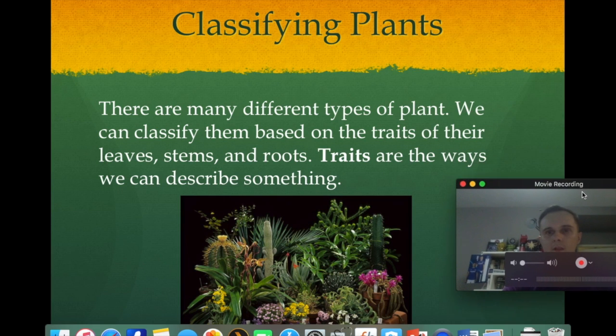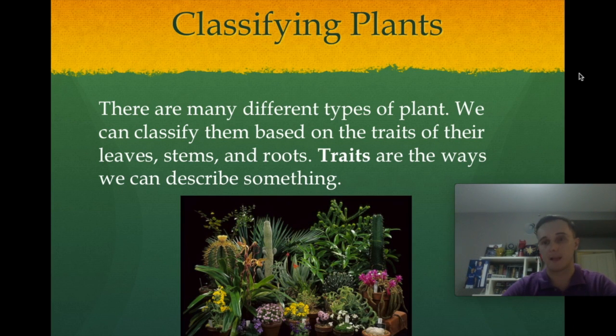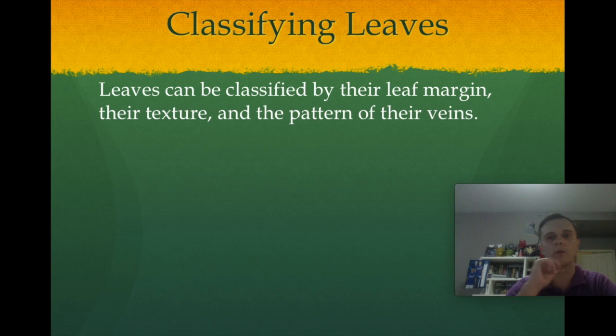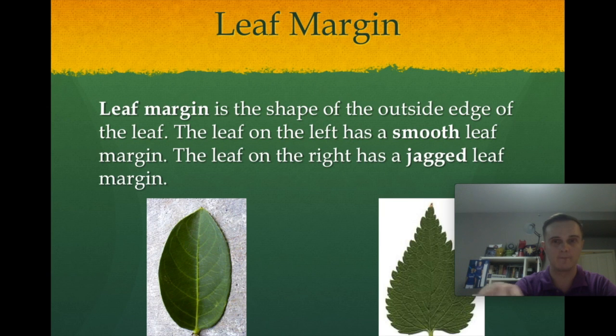So, there are many different types of plants, and we can classify them based on the traits of their leaves, stems, and roots. Traits just means the way that we can describe something. So you look at it, something you can see, and you can use it to explain, to describe. So, leaves can be classified by their leaf margin, their texture, and the pattern of their veins. Stuff that we did last year. And we'll talk about again now.